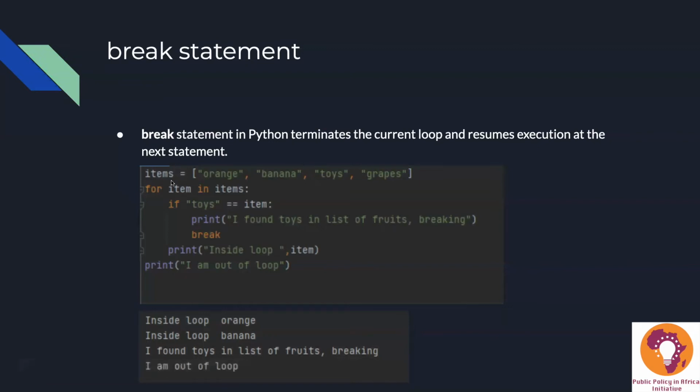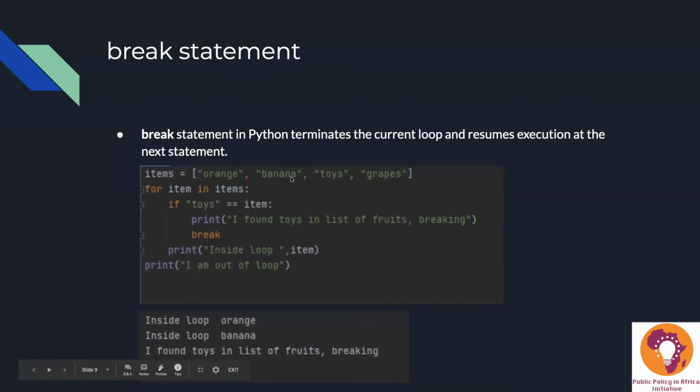And then we come back to our next iteration of the loop. Now our item is banana because we're on the second iteration, so we're getting the second item. We check if toys is equal to item. It's not, because item is banana, so toys does not equal item. This evaluates to false, and the code inside here never executes. Then we come down here and print inside loop item, so that prints "inside loop banana."